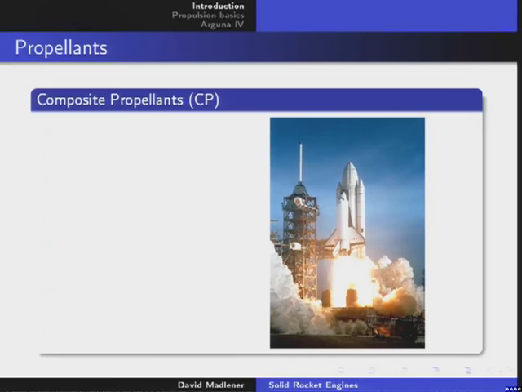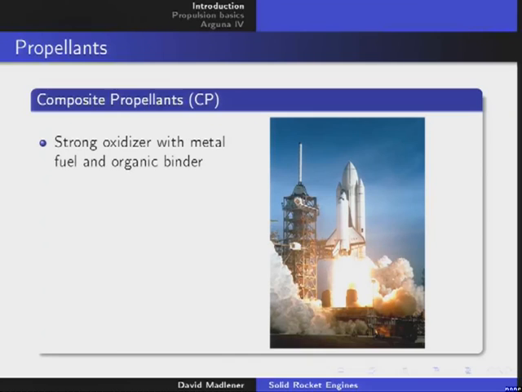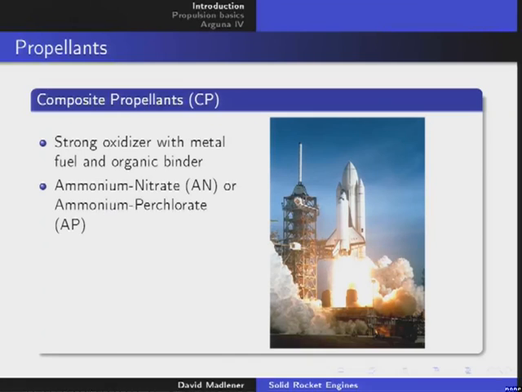So, the normal rocket engine you see today is made of composite propellants, like for example the space shuttle boosters. They use a very strong oxidizer with a metallic fuel and an organic binder. So essentially, all of them are made with ammonium nitrate or ammonium perchlorate. And as you may know, ammonium perchlorate is very dangerous and is very toxic.